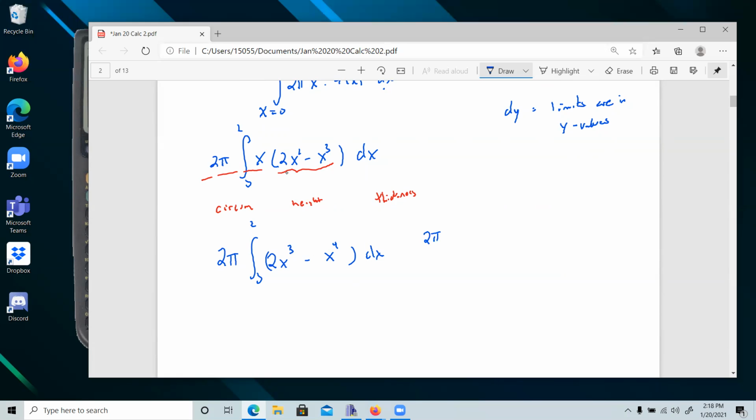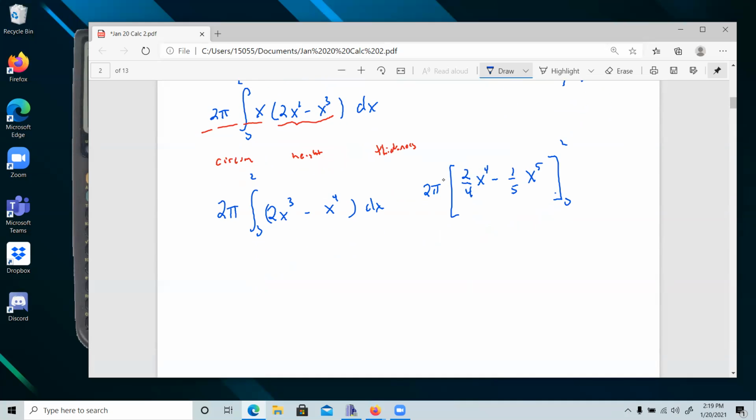And then we just integrate this thing. It's 2 pi, and what do we have here? We have 2 over 4 x to the fourth minus 1/5 x to the fifth, from 0 to 2. Fortunately, we don't have any cosines in here. So if I plug in 0, we're just going to get 0. That's nice. So we just have to evaluate this at 2.